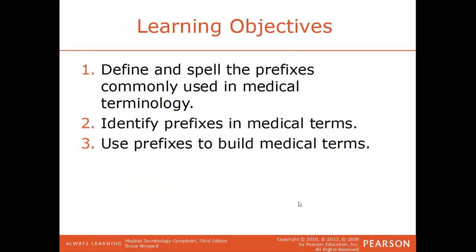First off, our learning objectives for this video and this chapter. Number 1, define and spell the prefixes commonly used in medical terminology. Number 2, identify prefixes in medical terms. And lastly, use prefixes to build medical terms.